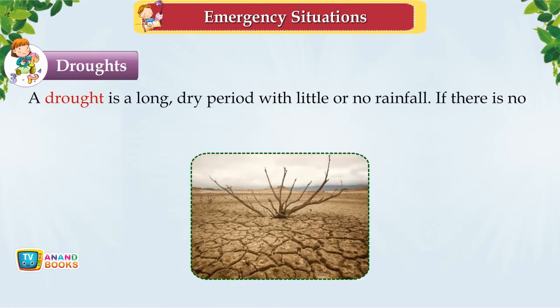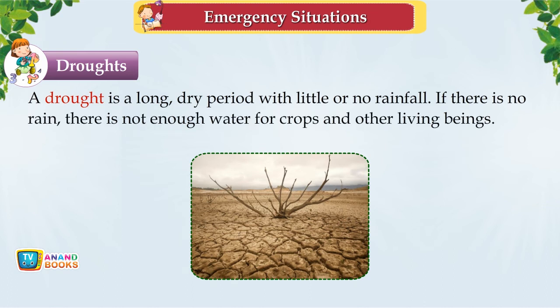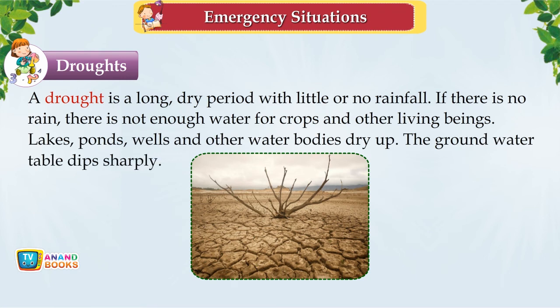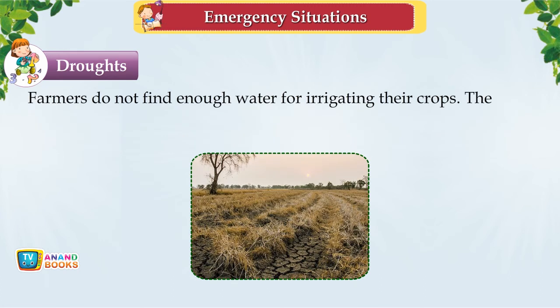Drought. A drought is a long dry period with little or no rainfall. If there is no rain, there is not enough water for crops and other living beings. Lakes, ponds, wells and other water bodies dry up. The groundwater table dips sharply. Farmers do not find enough water for irrigating their crops.